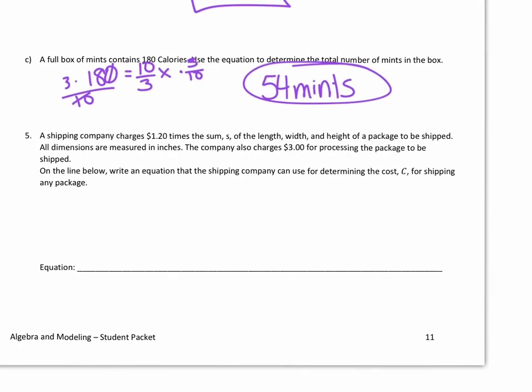Number 5. A shipping company charges $1.20 times the sum of the length, width, and height. Notice sum. So it's $1.20 times the sum of length, width, and height of the package. All dimensions are measured in inches. Company charges $3 to process the package. Write an equation that they can use to determine the cost. There it is, C, for any package.